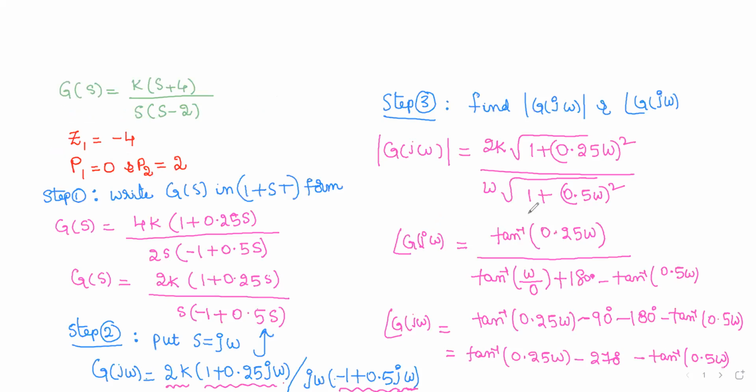So this is the magnitude. Substitute omega equal to 0. So we have 2k by 0, which means infinite. At omega equal to 0, the magnitude value is modulus G of j omega. So the value is how much? 2k by 0, so that is infinite. Okay. Now find the phase angle.